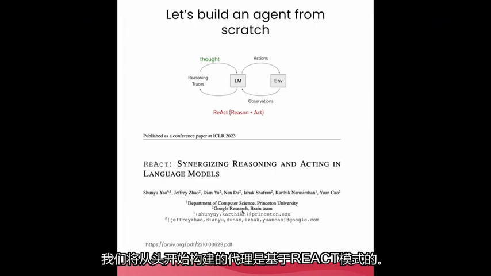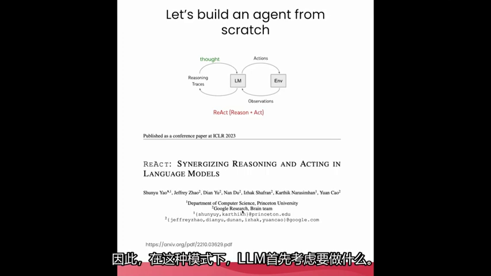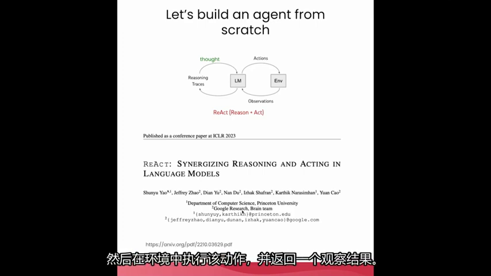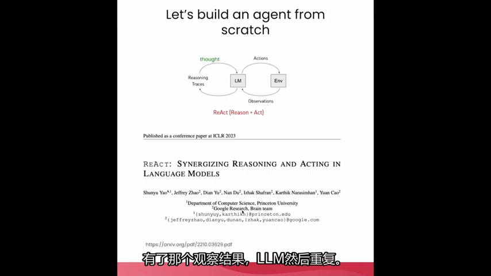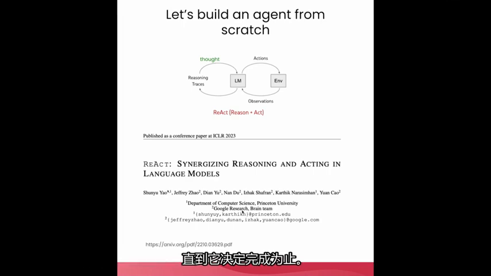The agent we're going to build from scratch is based on the ReAct pattern. ReAct stands for reasoning plus acting. So in this pattern, an LLM first thinks about what to do. It then decides an action to take. That action is then executed in an environment, and an observation is returned.